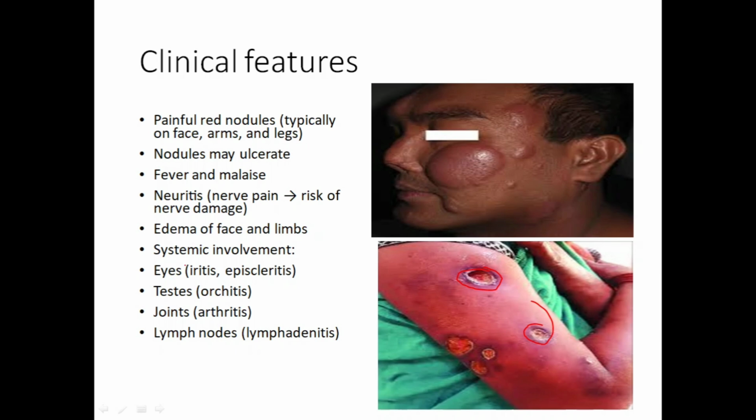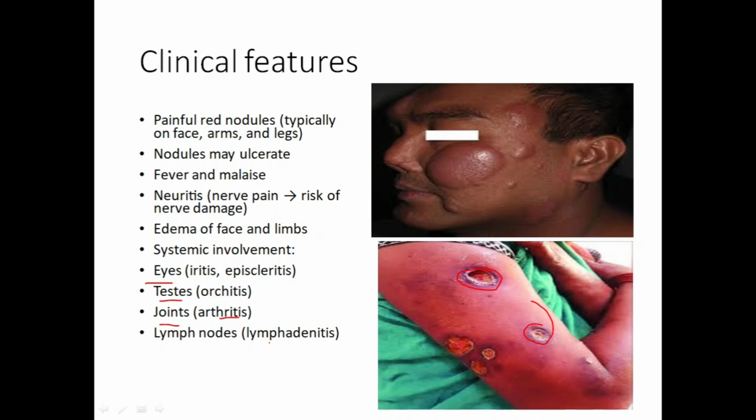There could also be systemic involvement, such as in the eyes, which will cause iritis and episcleritis. It could be in the testes, resulting in orchitis. It could be in the joints, resulting in arthritis. It could be in the lymph nodes, resulting in lymphadenitis. In a nutshell, this is trying to tell you that when it comes to systemic involvement of erythema nodosum leprosum, there is gross inflammation in whatsoever system this immune complex is being deposited in.